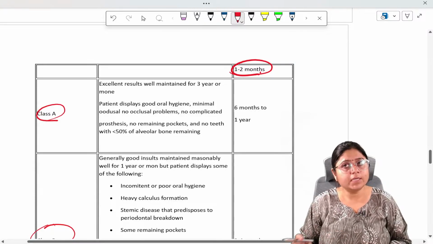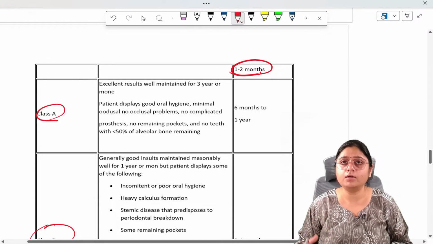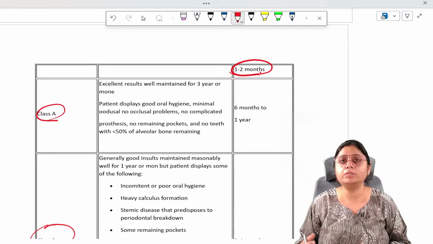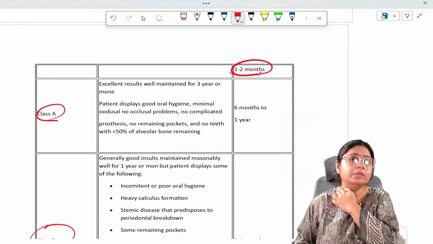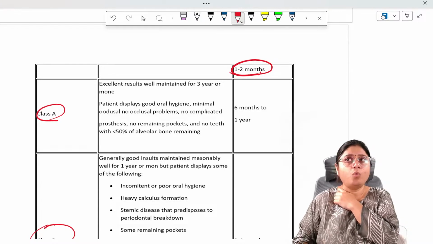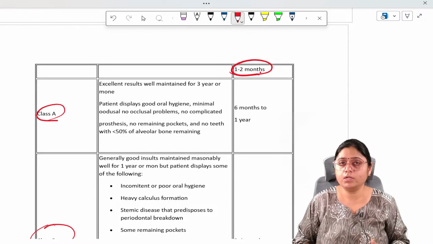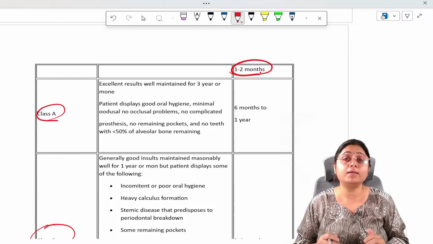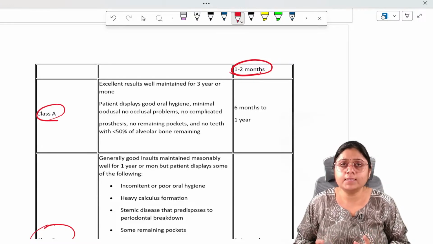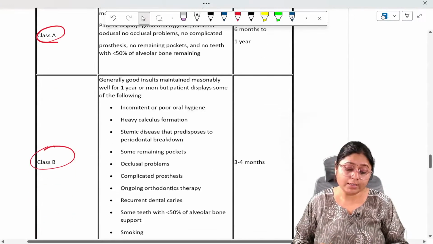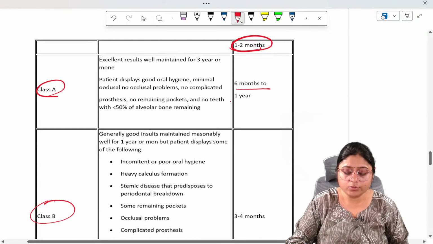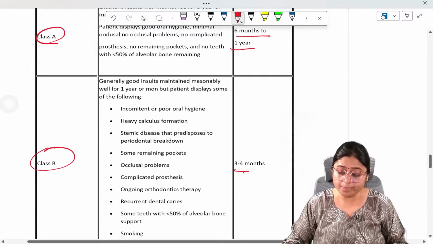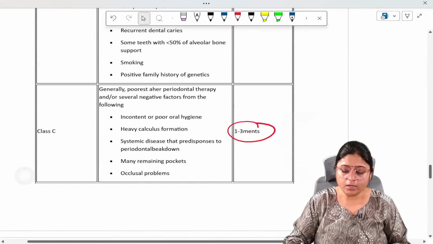After 1 year, you have seen the patient, you know how motivated the patient is to maintain oral hygiene, how good the patient is at maintaining it, and what problems have not arisen in 1 year. Accordingly, you can classify the patient, whether the patient has any systemic disease or not, as class A, B or C, and then decide whether to recall the patient at 6 months to 1 year, 3 to 4 months, or 1 to 3 months.